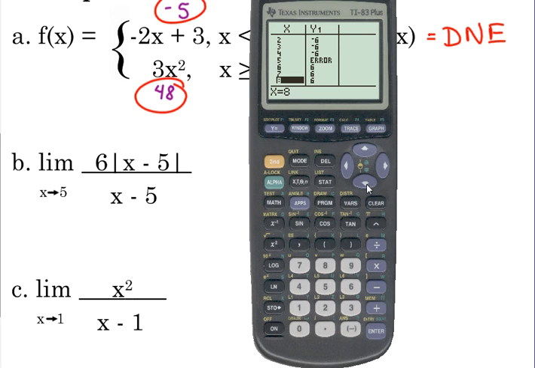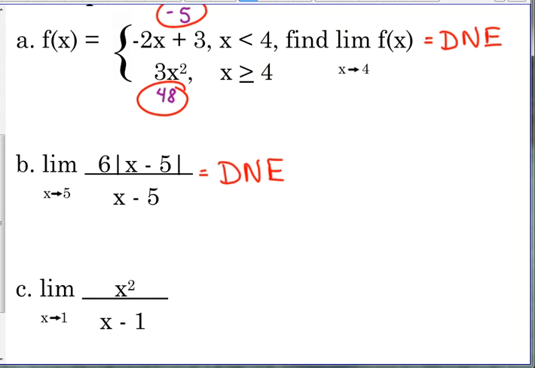Then to the right side of 5, when the x values are greater than 5, y equals positive 6. So once again, from the left side and from the right side, we are approaching 2 different values. This limit does not exist. And under that, I want you to write left side is approaching negative 6, right side is approaching positive 6.